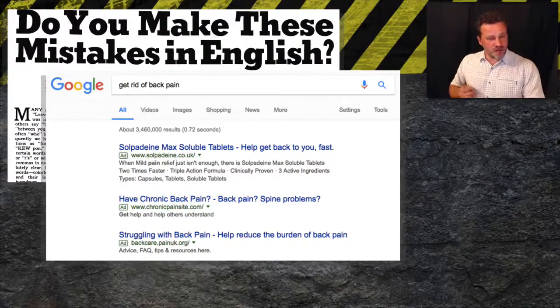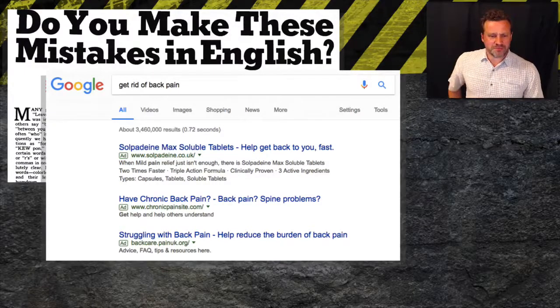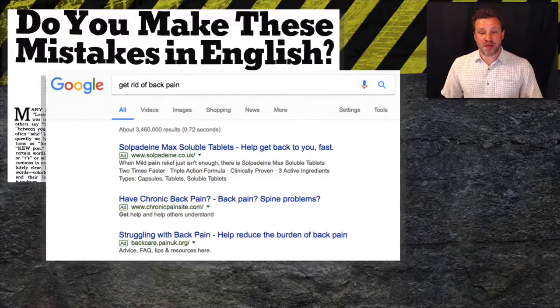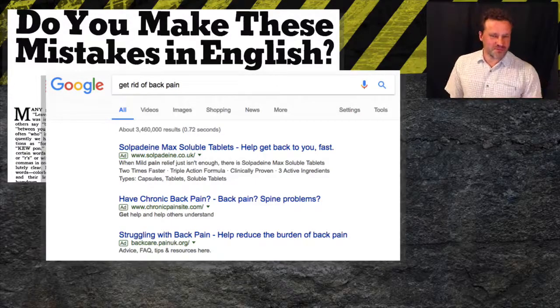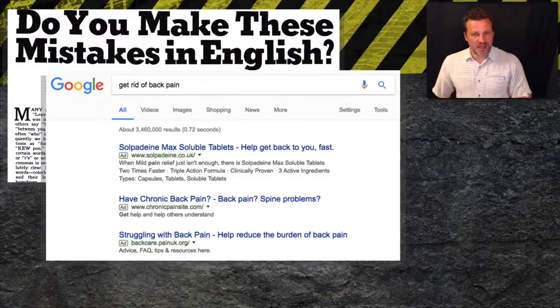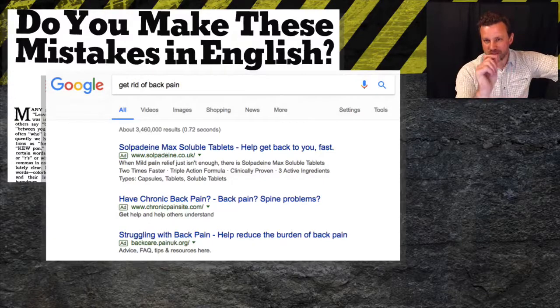And then we've got various ads. So we've got struggling with back pain, have chronic back pain. And then you've got one that says Solpadeine Max Soluble Tablets help get back to you fast, which is, although they're bidding for the number one spot, not as relevant as the one that says chronic back pain or struggling with back pain. So I think that the ads at positions two and three there will be likely to get more clicks, because this is a step one or step two situation.